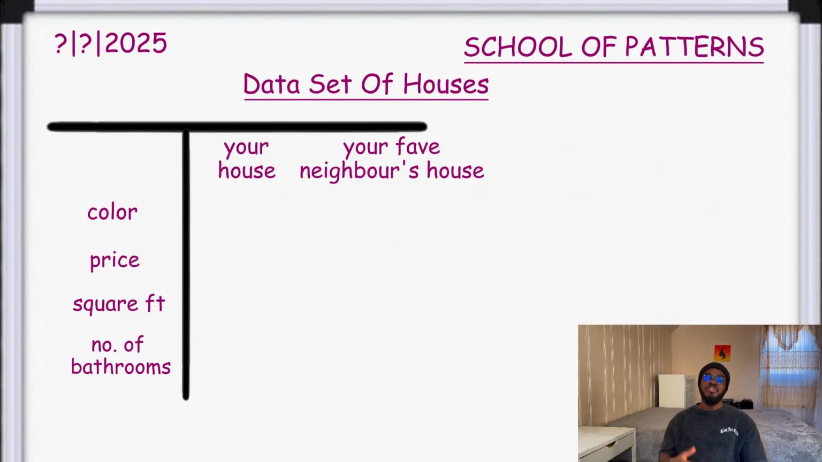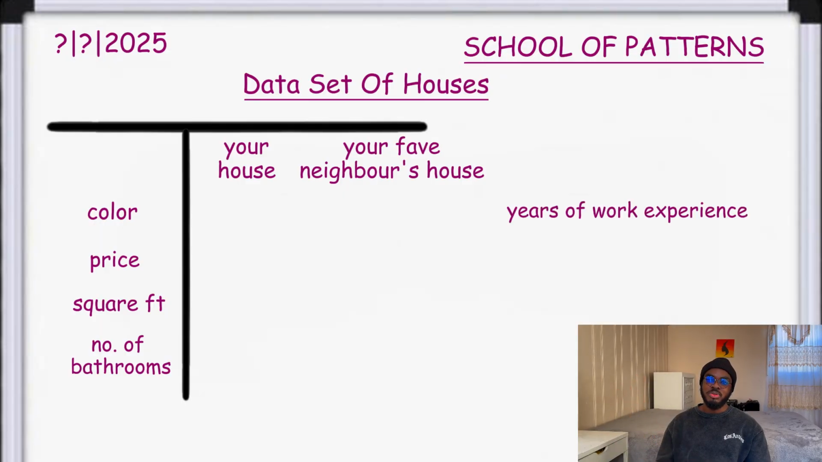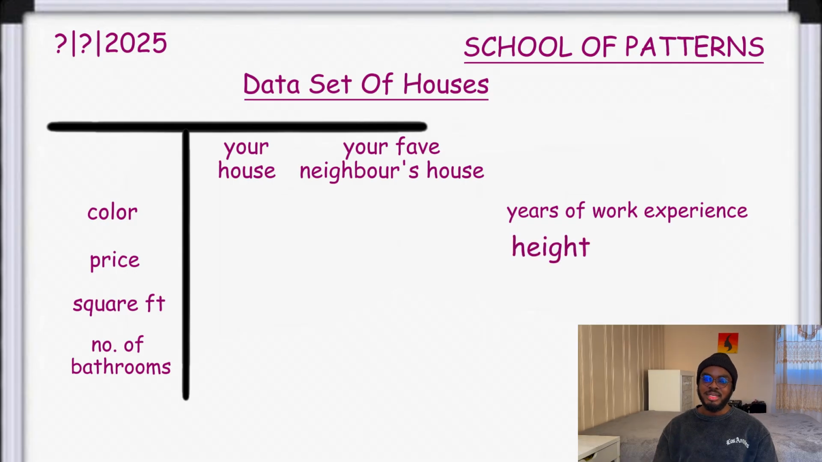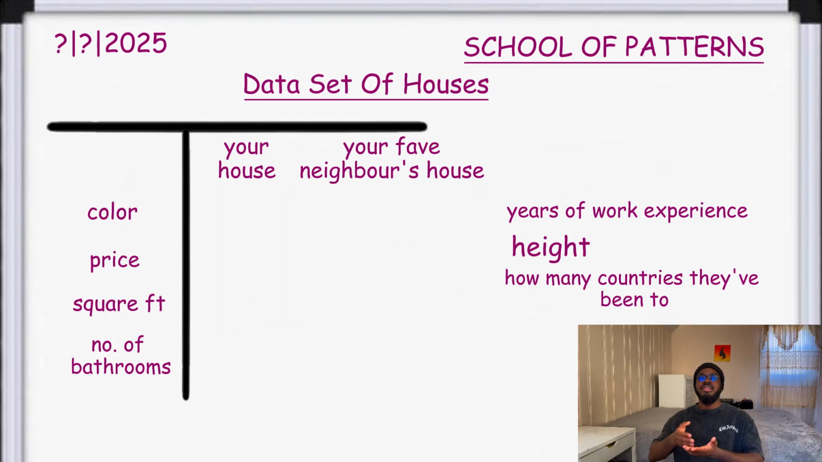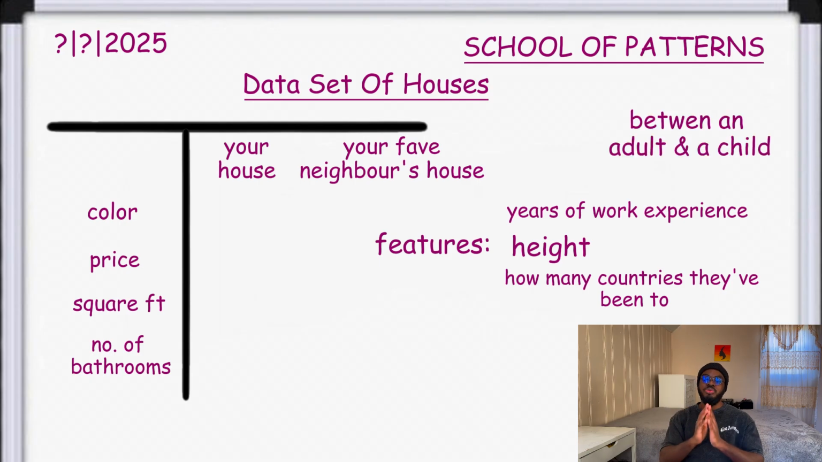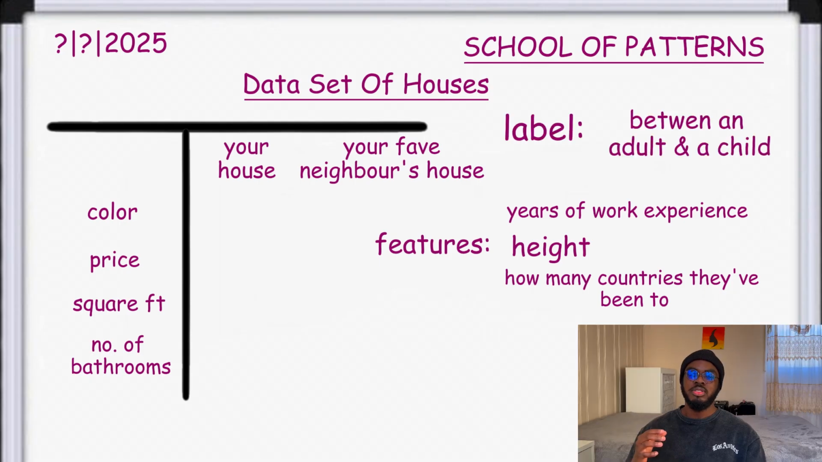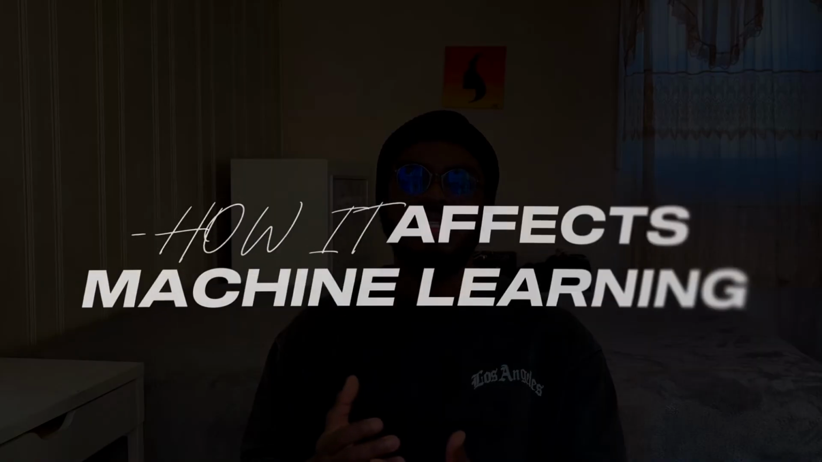Those are all features. Another example, you are trying to make an AI model to predict between an adult or a child. The features can be how many years of work experience do they have? What is their height? I know there are some tall children and short adults, but generally adults tend to be taller than children less than 10. You can check how many countries they've traveled to. Just basically whatever you can add in that scenario, that will be the feature, because what you're trying to predict is the label.